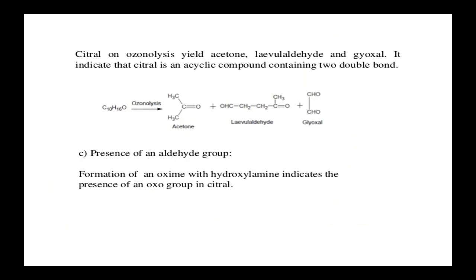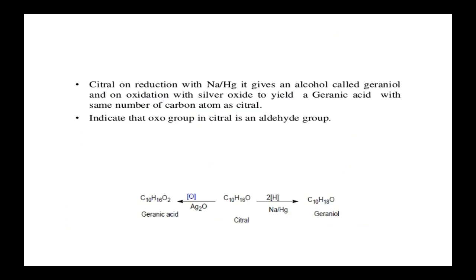Citral on ozonolysis yields acetone, levulinaldehyde and glyoxal. It indicates citral is an acyclic compound containing two double bonds, and the presence of an aldehyde group. The third confirmation is the presence of an aldehyde group. The formation of oxime with hydroxylamine indicates the presence of an oxo group in citral.